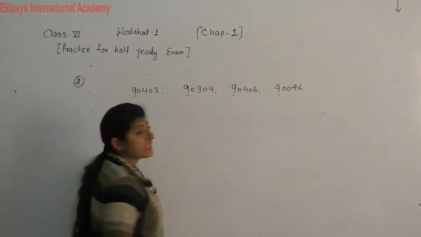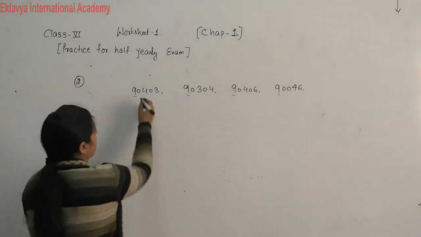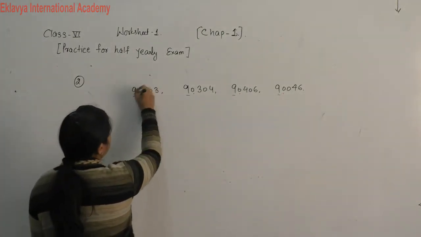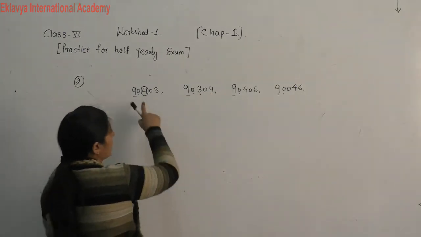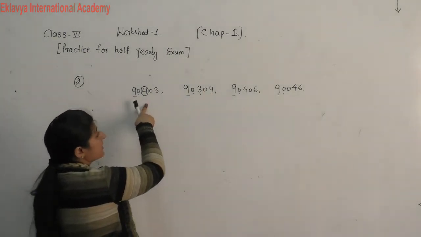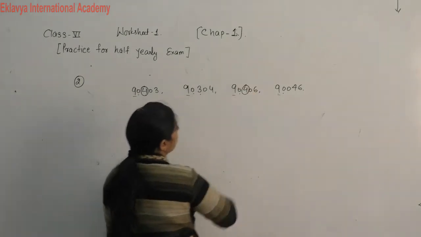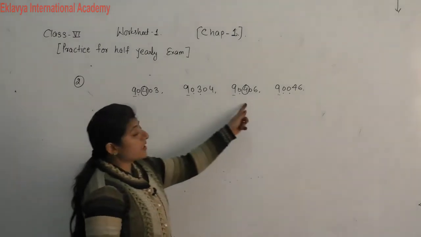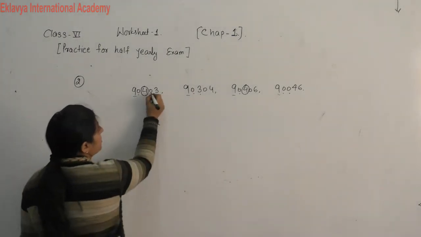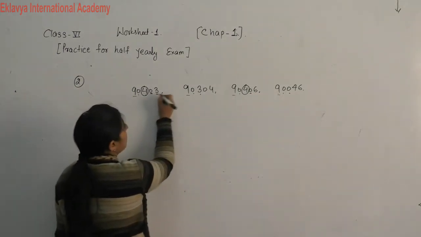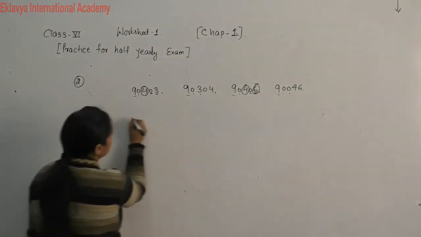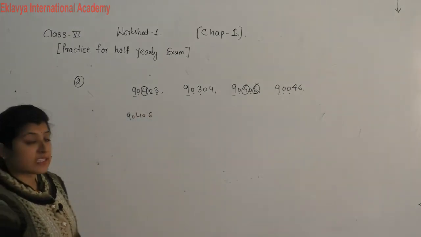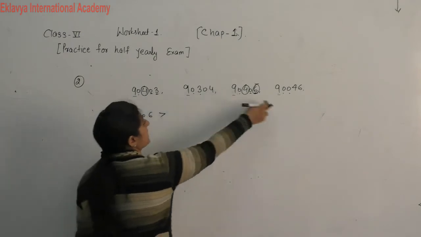This one digit is the same in all the numbers, 9. This also is the same, so we can't compare. Now see this one here, 4. 3 is smaller, so this one is greater. There also 4, then 0. It means we have to compare these two numbers now. 0 here also 0, 3 here 6. Then which one is greater? The first and greatest number in this is 90406. Obviously this number is greater than these two.